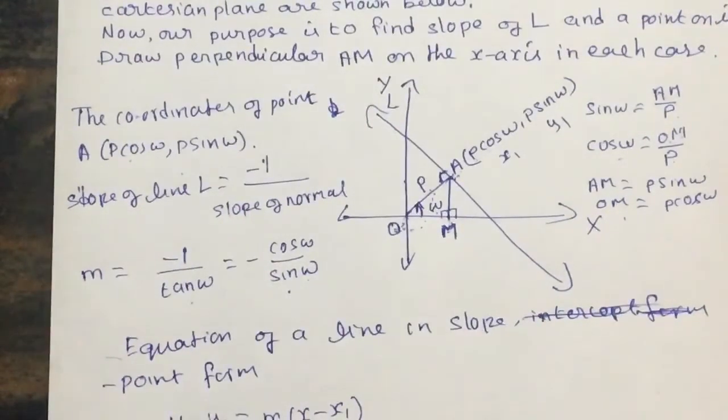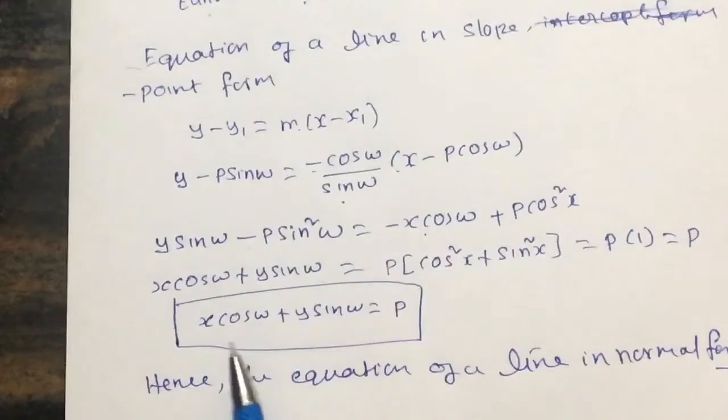Therefore, by point slope form, y minus y1 is equal to m into x minus x1, we substitute it. Then we cross multiply this sin omega to the left and minus cos omega to the bracket. We get this. Then we simplify by sending the squares to one side and the remaining terms to the other side. So cos square plus sin square becomes 1. So we arrive at the normal form of the equation of the line, that is x cos omega plus y sin omega is equal to P.